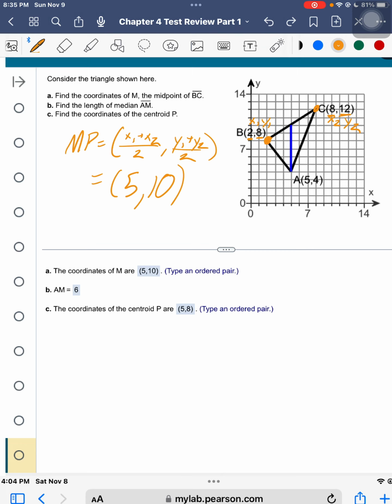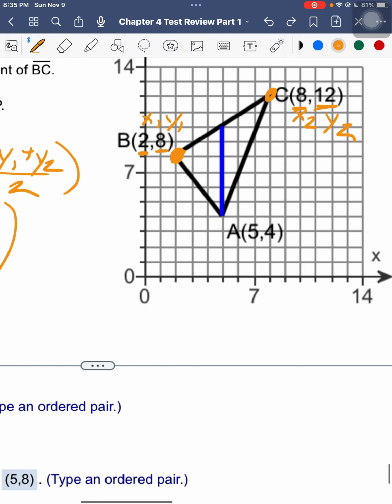Perfect. Okay, AM. Find the length of median AM. I know this is a median right here. And what was this point again? It was 5, 10. And this is 5, 4. If I want to find distance, what type of segment is this? What type of distance am I going to use to calculate this segment?